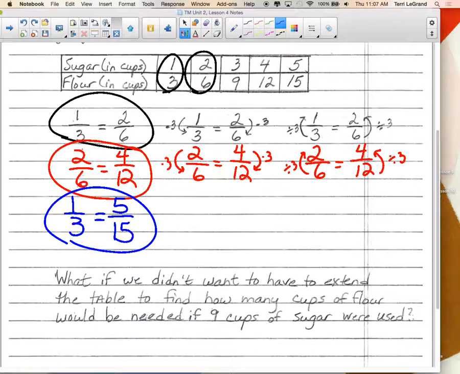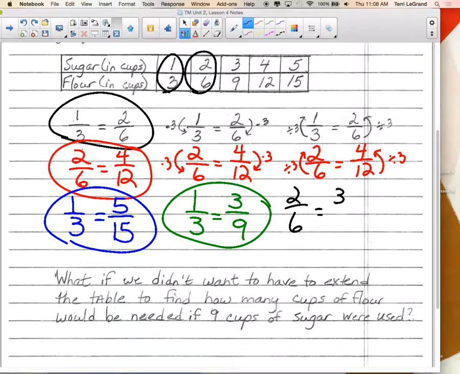Somebody who hasn't talked yet. Oh, wait, I haven't heard from you yet. 1/3 and 3/9. 1/3 equals 3/9. There's another proportion. Kira? 2/6 equals 3/9. You think we can do this for a while? Yeah. I bet there are a couple more that could still be set up.